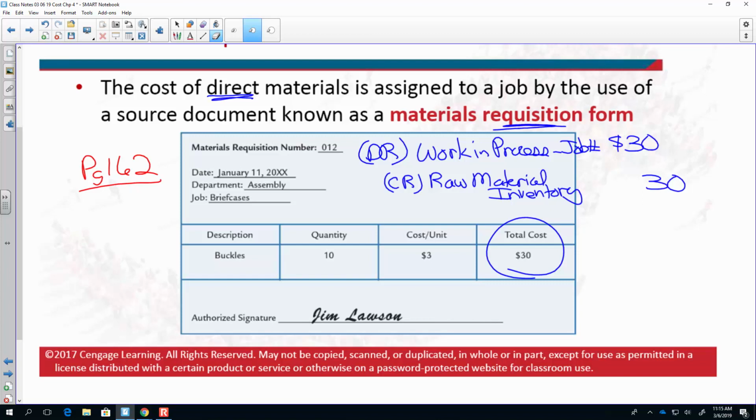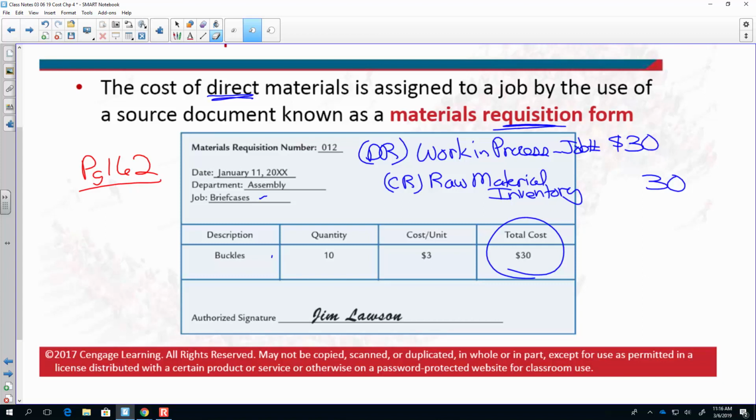Still not feeling the love here yet. What's the definition of direct? It's easily found. Oh, traceable or found, yeah. It's got to be big, basically, right? Now, this is buckles. Can I see a buckle on a briefcase? Yep. There's probably just one or two. I'm looking at the hinges on a briefcase. Easily identified, quantified, traceable. That's what makes it direct.